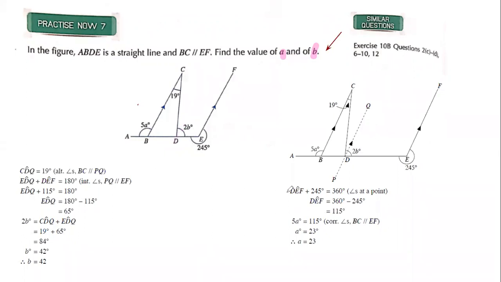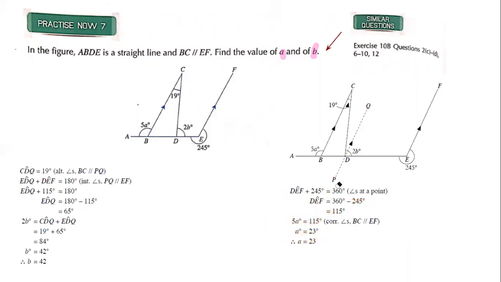These two angles equal 360 degrees. So 360 minus 245, and that's the angle, which is the corresponding angle to 5A. In order to find the value of A, we need to divide this 115 by 5, and we will get the answer for A, which is 23 degrees.